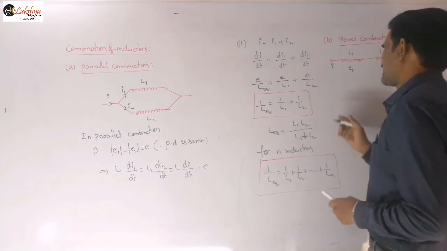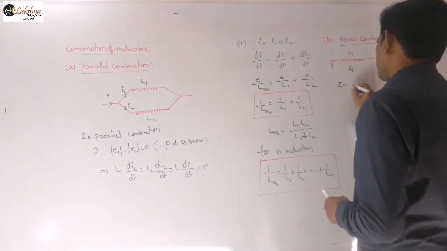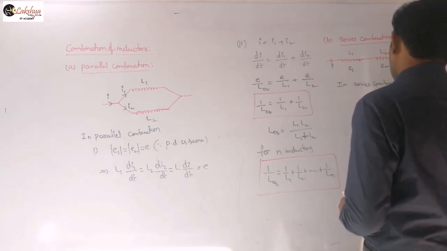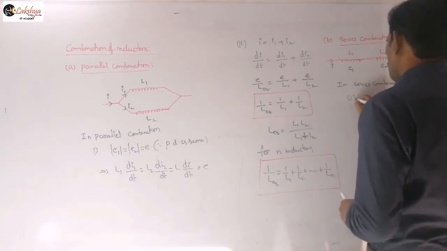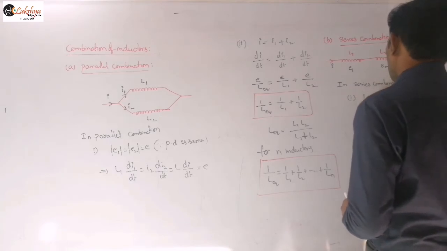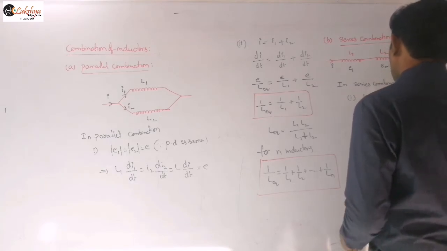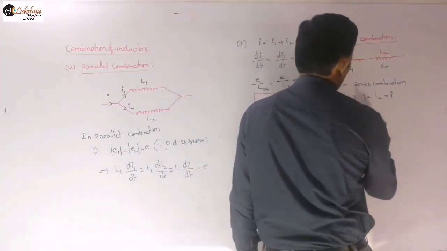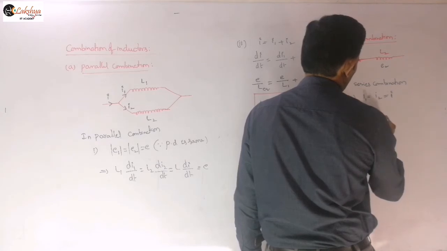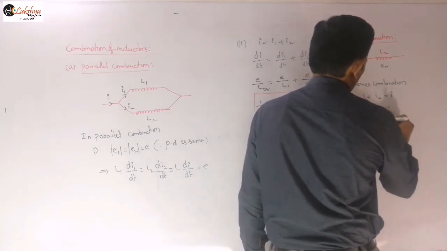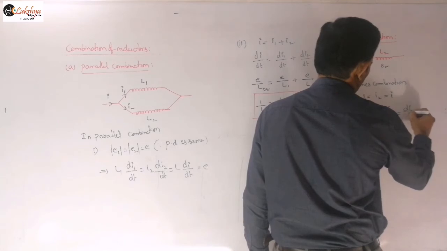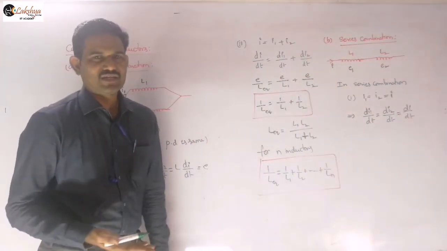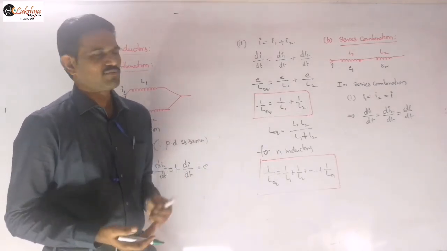So now in series combination, the first thing we can mention is I1 is equal to I2 is equal to I. The same amount of current is flowing through them. So when the same amount of current is flowing through them, from this we can write di1 by dt is equal to di2 by dt is equal to di by dt. That means as the same current is flowing, whatever change in current is taking place, the same change is taking place in all of them.